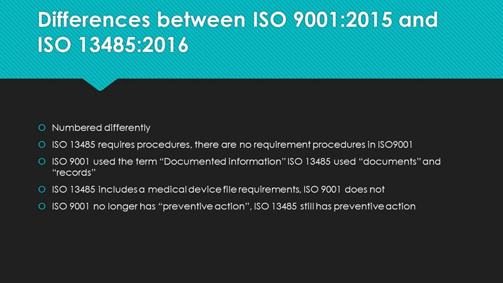Finally, ISO 9001 no longer has a section on preventive action and considers it part of corrective action. ISO 13485 does have a section on preventive action. That is most of the key differences between the two standards.